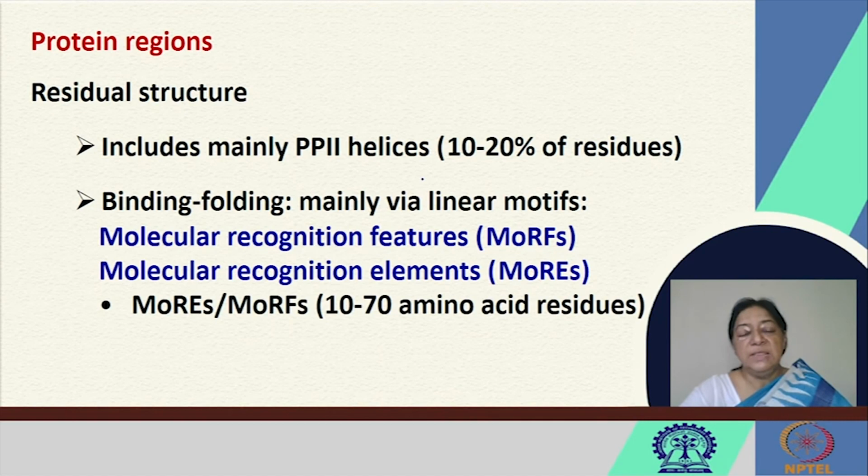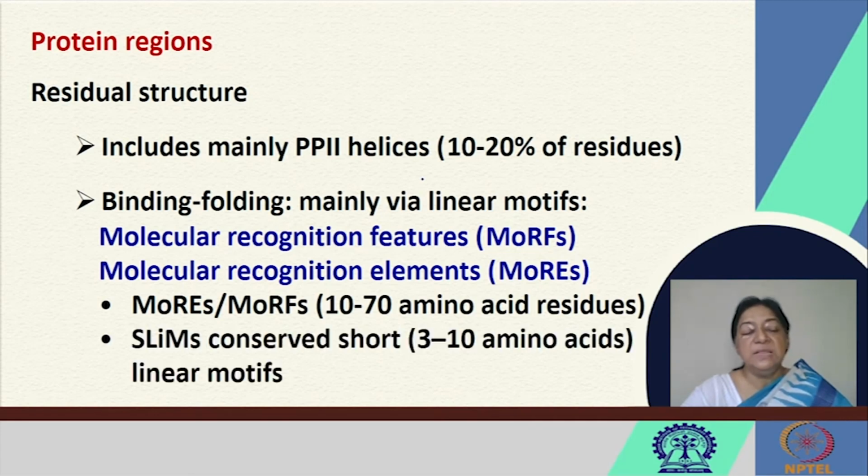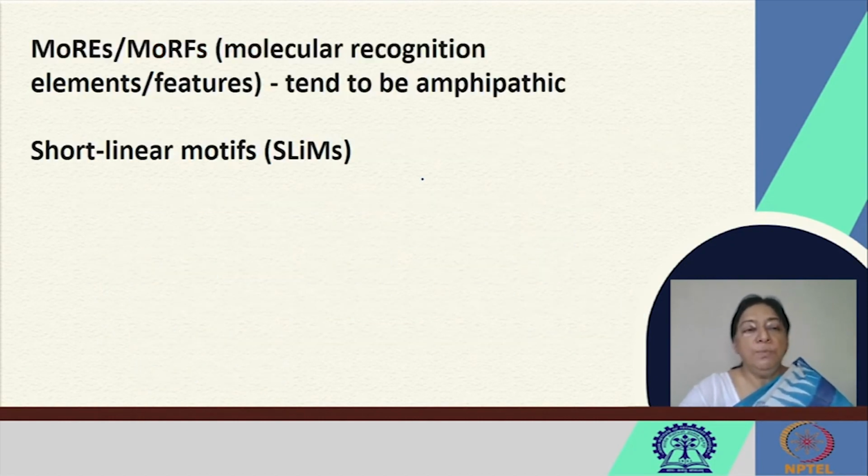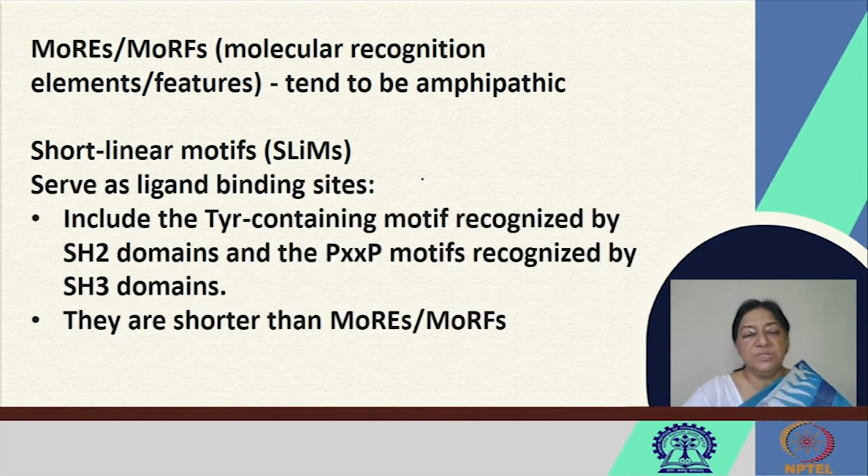The MoRFs or the MoREs are longer in size, having 10 to 70 amino acid residues, whereas there are SLiMs, which are conserved short linear motifs that are relatively shorter in size, from 3 to 10 amino acids, but these are required for the recognition of the flexible IDP with the target receptor. So the MoREs and the MoRFs, the molecular recognition elements and features, tend to be amphipathic in nature, and the short linear motifs can serve as ligand binding sites. We have seen examples of this where we have the tyrosine-containing motif that is recognized by the SH2 domains, and the PXXP, the polyproline type of motifs, recognized by the SH3 domains. They are relatively shorter than the molecular recognition elements and features.